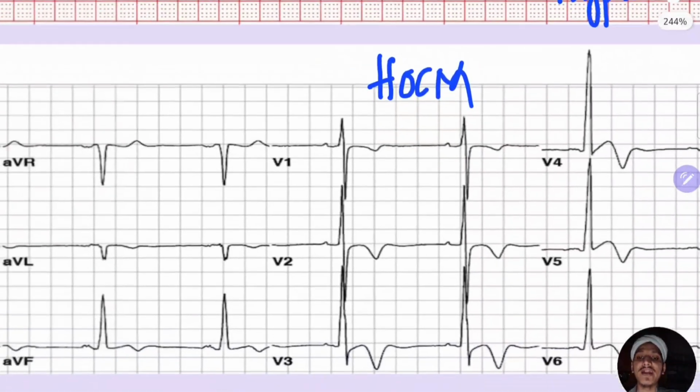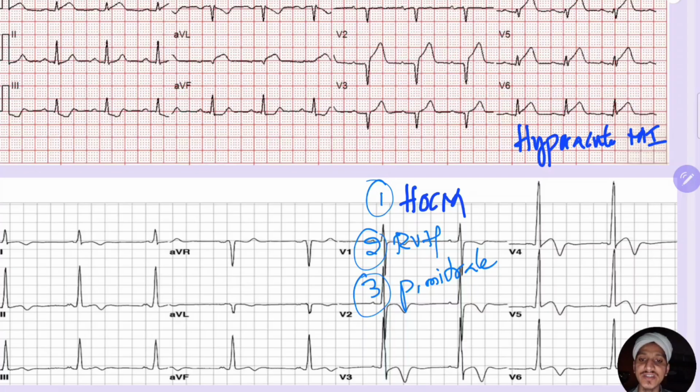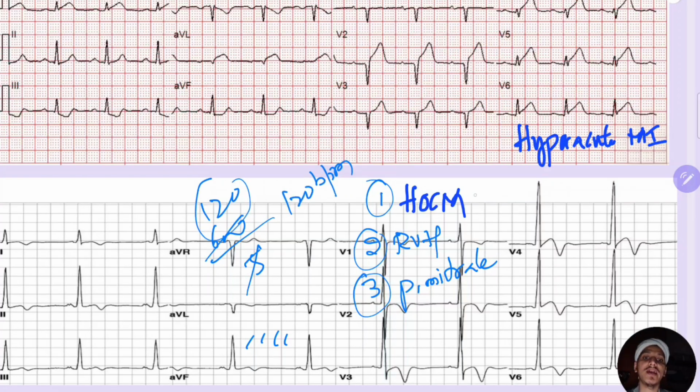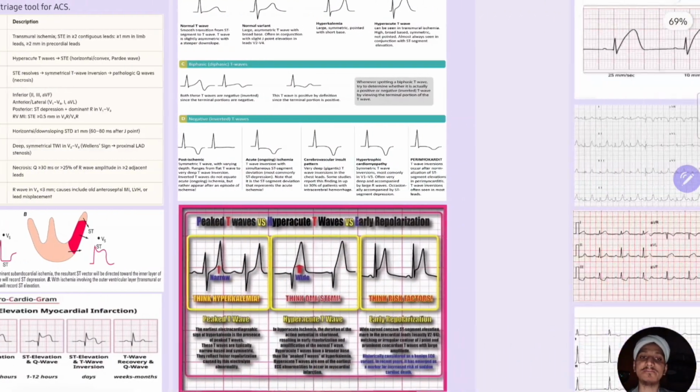So what all have you found in this? First, hypertrophic cardiomyopathy. Number 2, there is right ventricular hypertrophy. Number 3, there is P mitrale. Okay, and this is in sinus rhythm. There is no axis deviation, and the heart rate, if we calculate, 1, 2, 3, 4, 5, 5.5, 600 divided by 5, is 120 beats per minute. Okay, and these are the findings in this. Now in this way, you should send this patient for echo, 2D echo, and angiography and all. Okay, these patients are important. So that is all we have seen in that ECG.